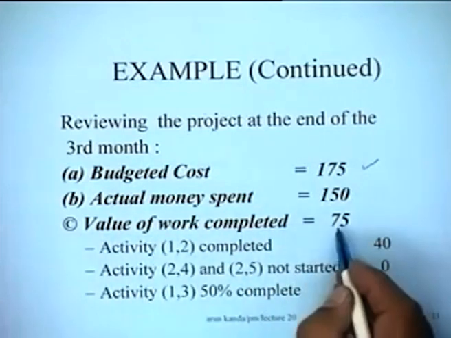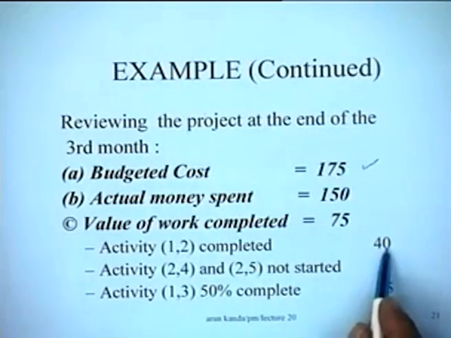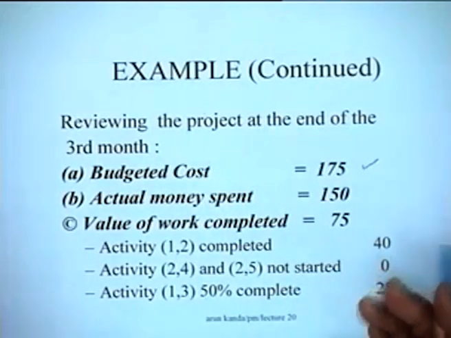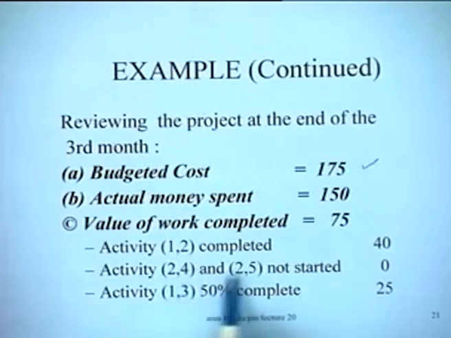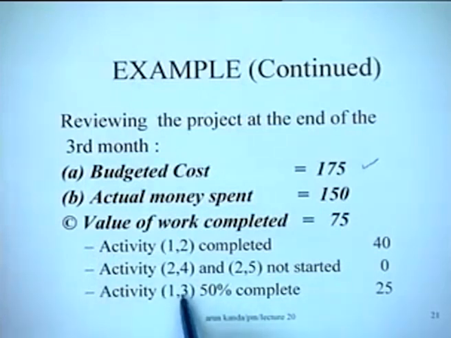And let us say the value of the work completed. How do we find out that? That is the most important thing. How do we find out the value of work completed? We find that activity 1-2 has been completed. This is the actual status of activities. Activities 2-4 and 2-5 are not even started. This is a field report. And activity 1-3 is 50% complete.